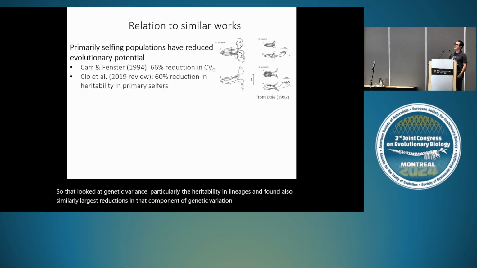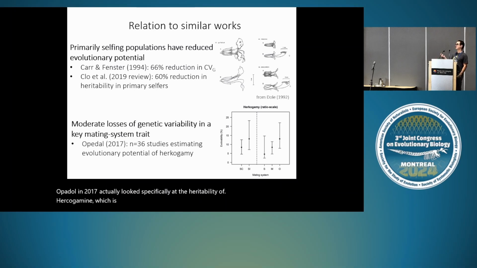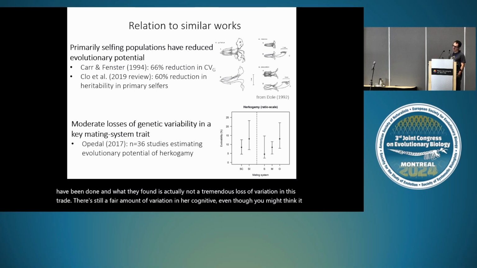So one thing you might think is, well, in your study, you have an 84% decline in the realized heritability. Maybe that's because this trait has a history of selection on it. And so Opedal in 2017 actually looked specifically at the heritability of herkogamy, which is essentially stigma anther distance, putting together all the studies that have been done. And what they found is actually not a tremendous loss of variation in this trait. There's still a fair amount of variation in herkogamy, even though you might think it would be a target of selection and therefore have less genetic variation. Clearly, our work adds to this, but there's a lot more to do.